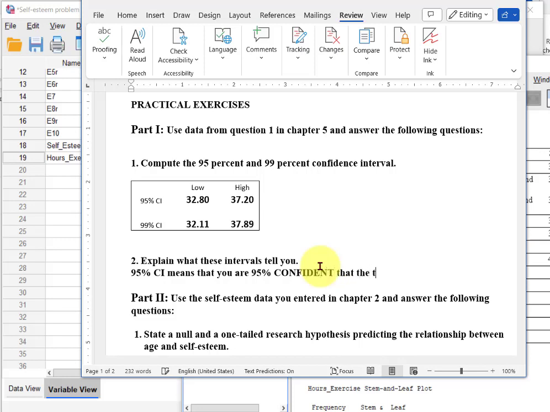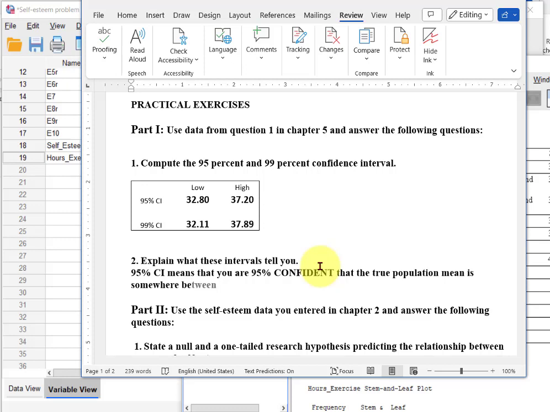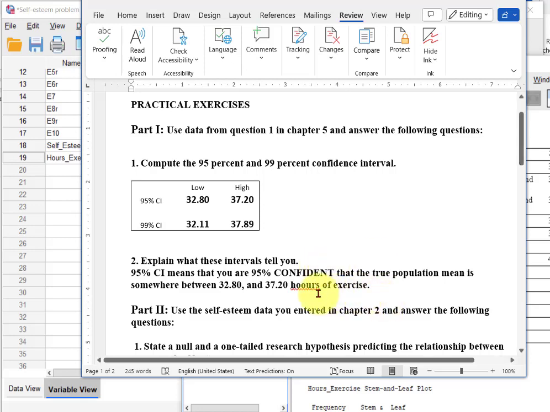That the true population mean is somewhere between 32.80 and 37.20 hours of exercise. Got it? Clean it up. My God, for spell check. And then the other one means this.